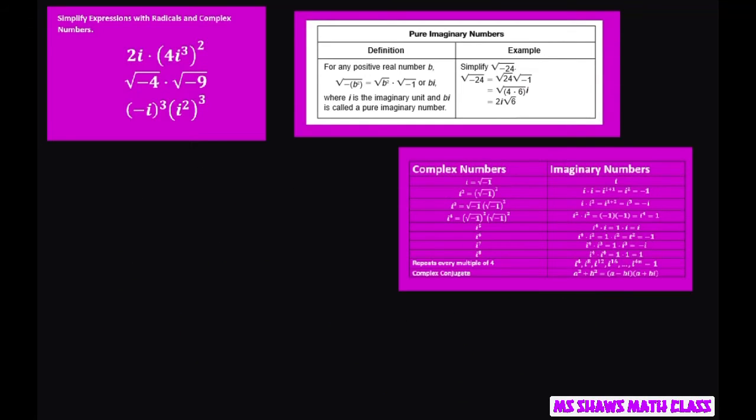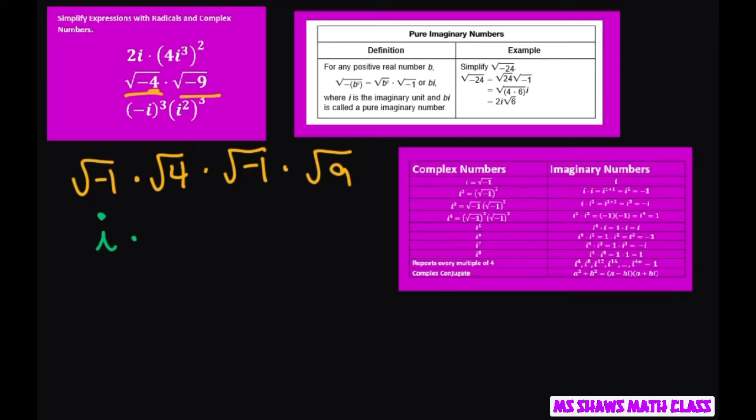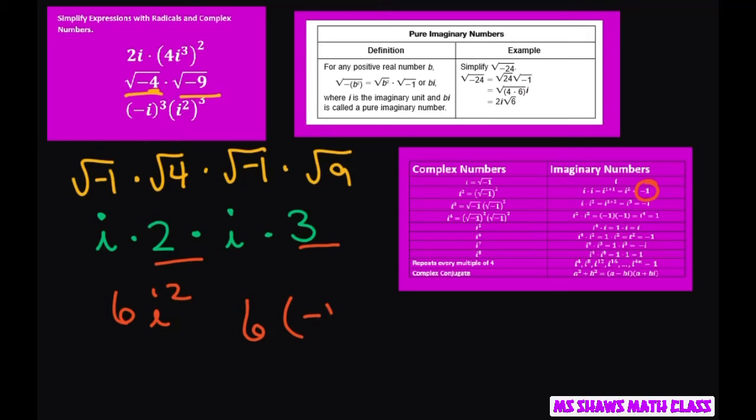Now, in the second one, I'm going to just separate these out. This is square root of negative 1 times square root of 4 times square root of negative 1 times square root of 9. So this is i times 2 times i times 3. 2 times 3 is 6. Then you have i squared. Now i squared is negative 1. So I'm going to write this as 6 times negative 1, which equals negative 6. Would be your final answer.